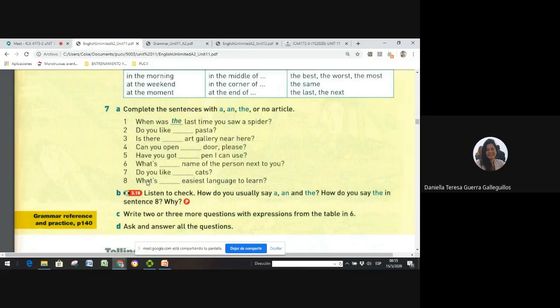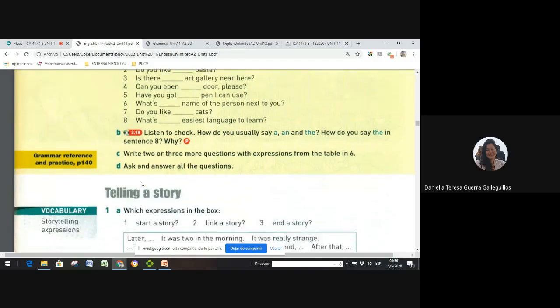Oh, thank you. Number eight. What's the easiest language to learn? The easiest. That's right. We use the because it is a superlative. You're right. Excellent. Okay, so you did a very good job.